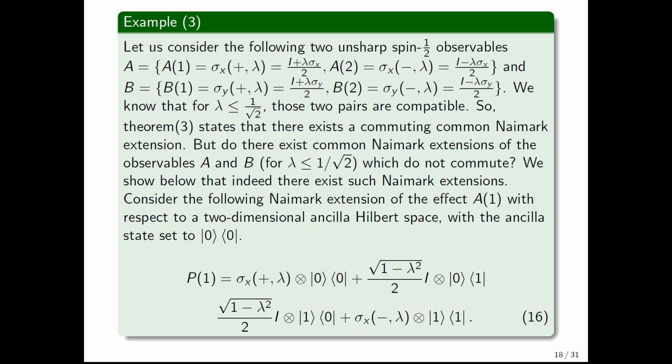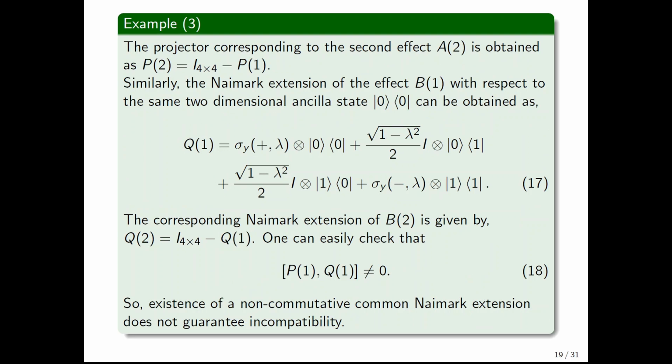But let's look into equation 16. P1 is the Naimark extension of observable A. Similarly, if you look into equation 17, Q1 is the Naimark extension of observable B. And these two Naimark extensions will not commute for any lambda. Therefore, for compatible observables also, there exist some non-commuting common Naimark extensions.